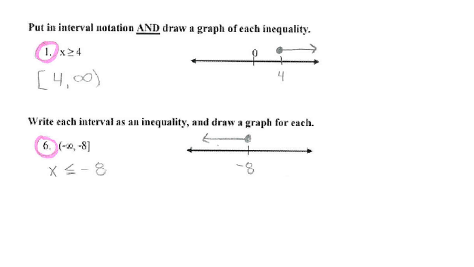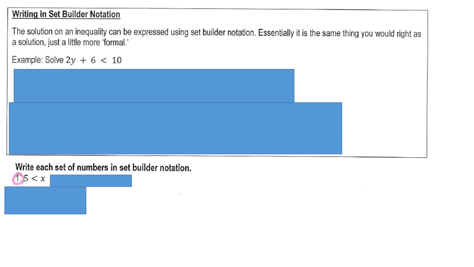All right, so moving on to set builder notation. This is another notation, and the solution of an inequality can be expressed using set builder notation. And essentially it's the same thing you would write as a solution, just a little more formal. And yes, that word right is spelled incorrectly.